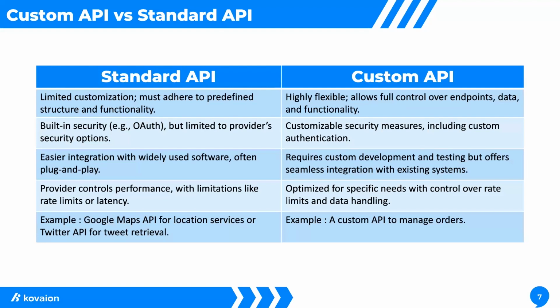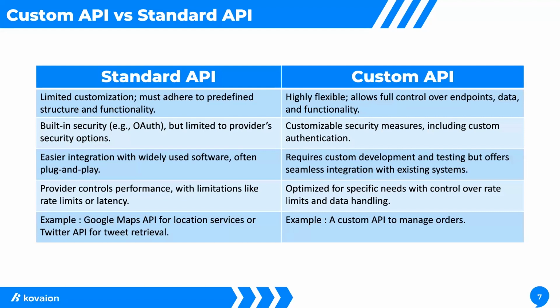And then built-in security, for example OAuth, but with limited provider security options. For one API provider, they might have only OAuth, or they might have only public, and we need to use it accordingly. But in a custom API, we can configure whether it will be public or authenticated. Standard APIs also offer easier integrations with widely used software, often plug and play. Coming to the custom API, it requires custom development and testing, but offers seamless integration with existing systems.